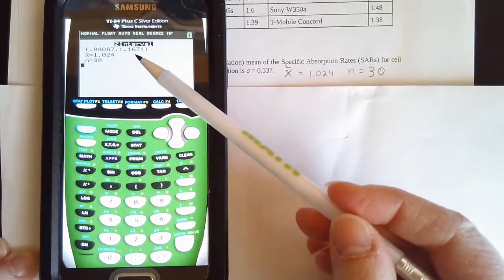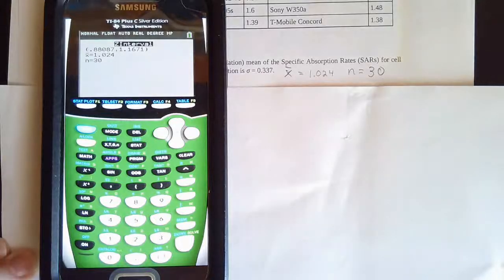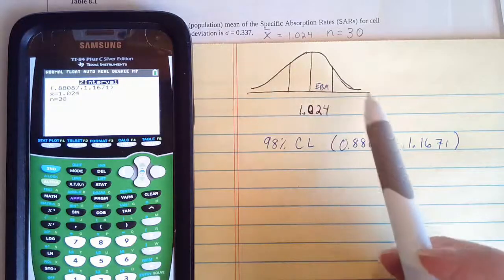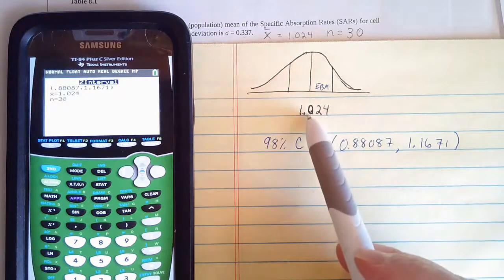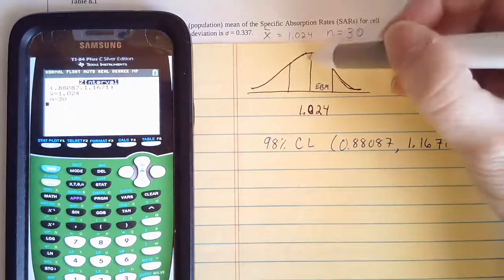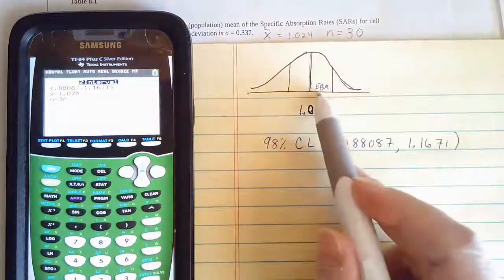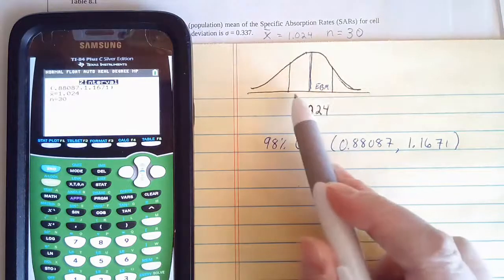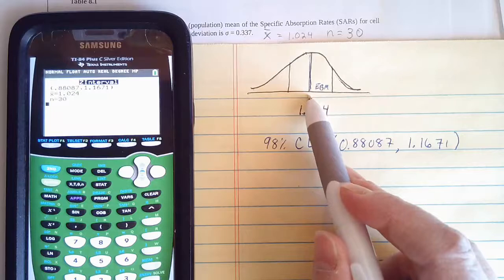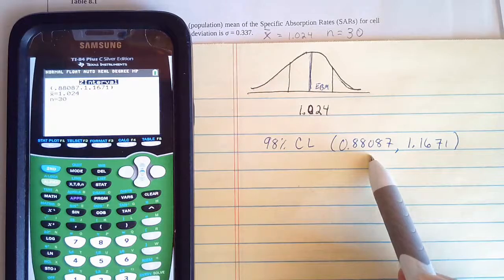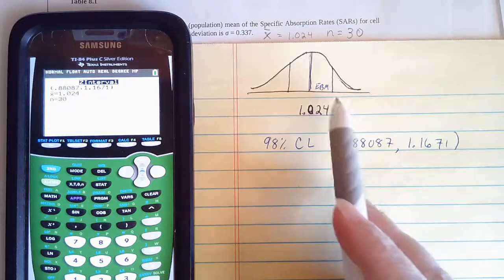Alright, so now that we take a look at this, we're going to use the normal curve to explain this. We've got our point estimate at 1.024, that's right here. To calculate the EBM, we just need the distance that our range is from the point estimate on each side. We've already calculated these two values, so we just need to figure out that distance, and it's going to be the same on each side. So this is 1 EBM, and so is this.